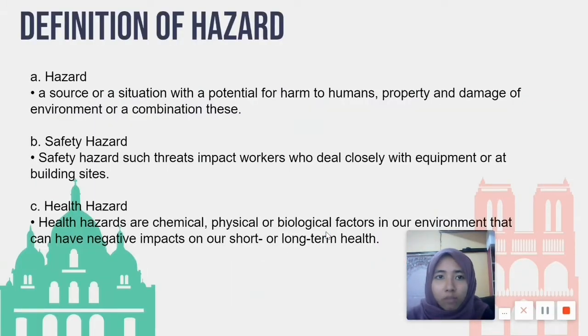Then I will explain about hazard, likelihood, severity and risk. First, I am going to define hazard. Hazard is a situation with potential of harm to humans, property and damage to the environment. Safety hazards are threats that impact workers who deal closely with the equipment or are at the building site. Then health hazards are chemical, physical and or biological factors in our environment that can have a negative impact on our health in the short or long term.